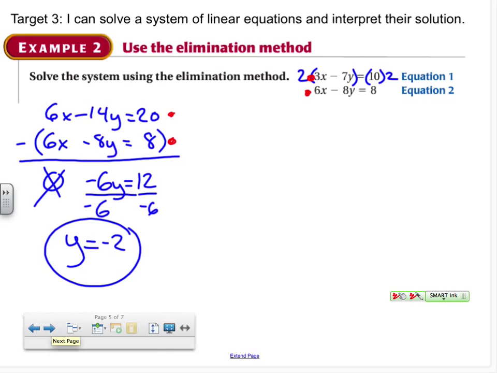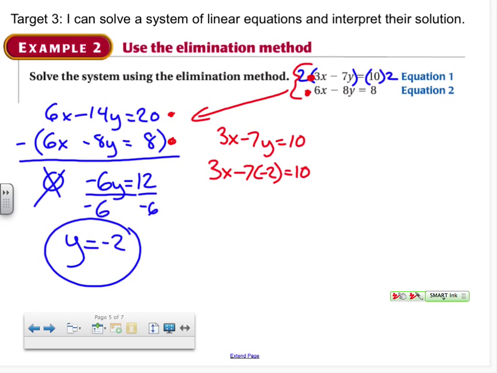Right? It doesn't matter. I like to focus on the original equations. That way, if I made a mistake while doctoring, it'll show up when I check it. So I'm going to plug into one of the original equations. I'm going to use 3x minus 7y equals 10. And I'm going to plug in negative 2. So 3x minus 7 times negative 2 equals 10.